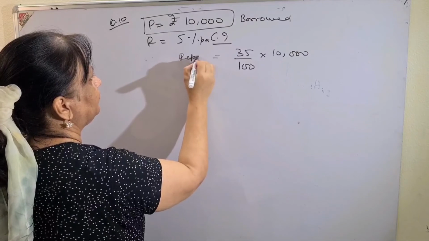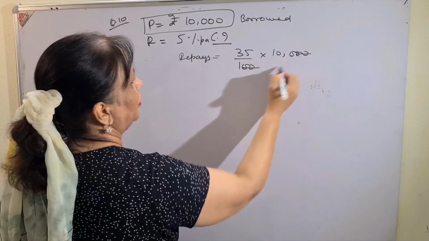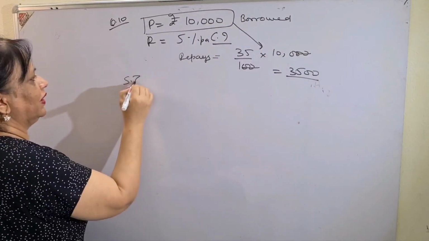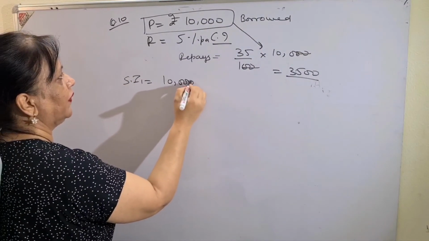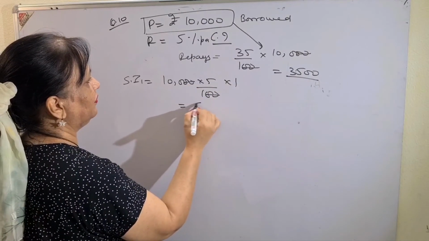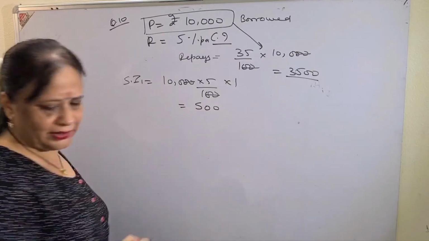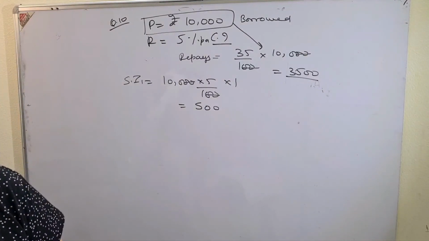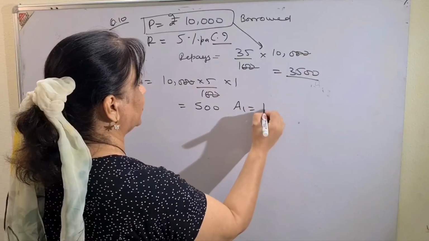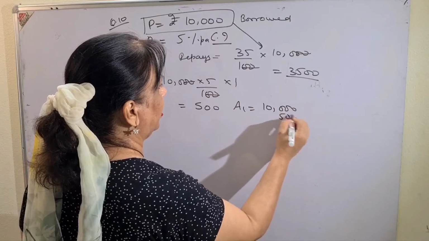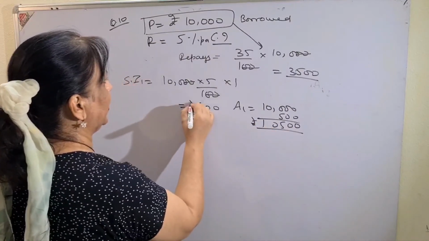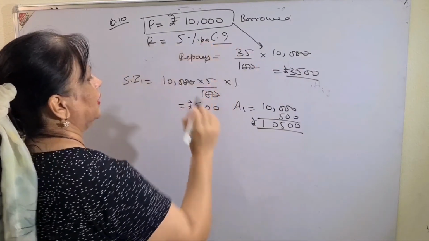Repays. So this is what he repays, 3500. Sum borrowed. Now you calculate SI1. SI1 is 10,000 into 5 upon 100 into 1, and you are left with 500. 500 is your SI, and amount will become, A1 will be of course 10,000 plus 500, that is 10,500 rupees. And please be careful about the units everywhere because units matters.